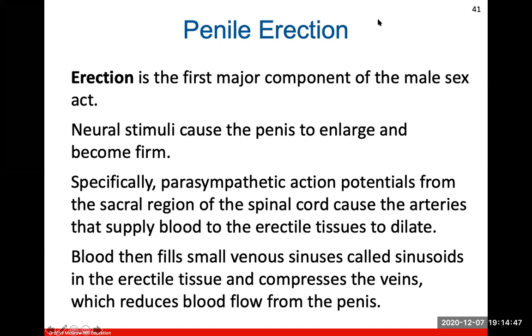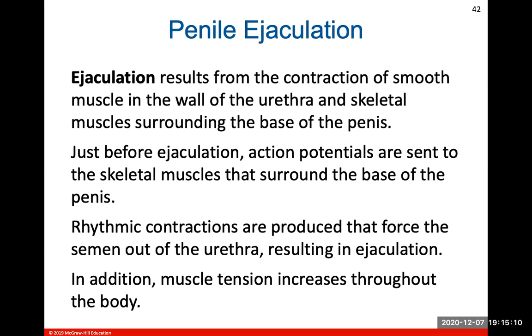Erection is the first major component. Neural stimuli will cause the penis to enlarge and become firm. Parasympathetic action potentials from the sacral region cause the arteries that supply blood to the erectile tissues to dilate, and blood then fills the venous sinuses called sinusoids in the erectile tissue to compress the veins, which reduces blood flow from the penis. Ejaculation then results from the contraction of smooth muscle in the wall of the urethra. Action potentials are sent to the skeletal muscles that surround the base of the penis. Rhythmic contractions are produced that force the semen out. In addition, muscle tension increases throughout the body.